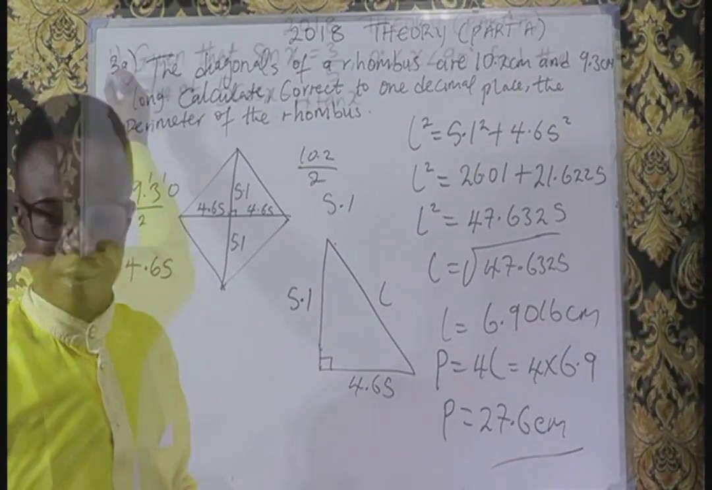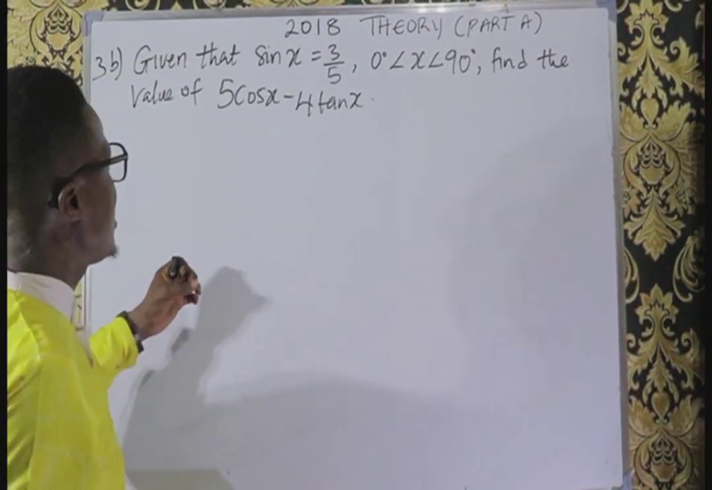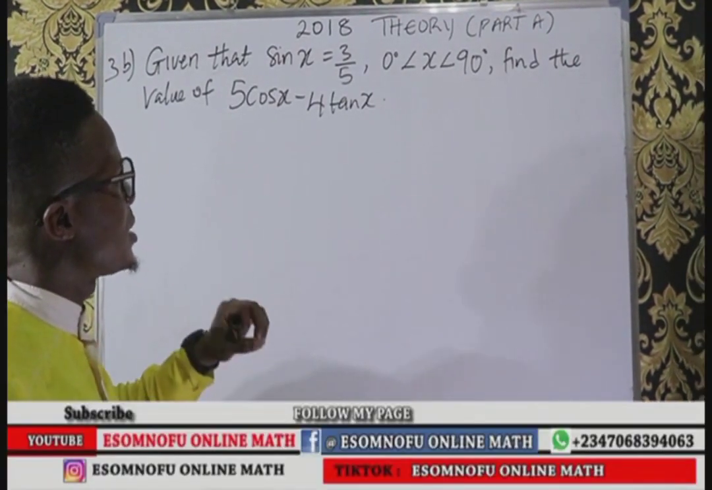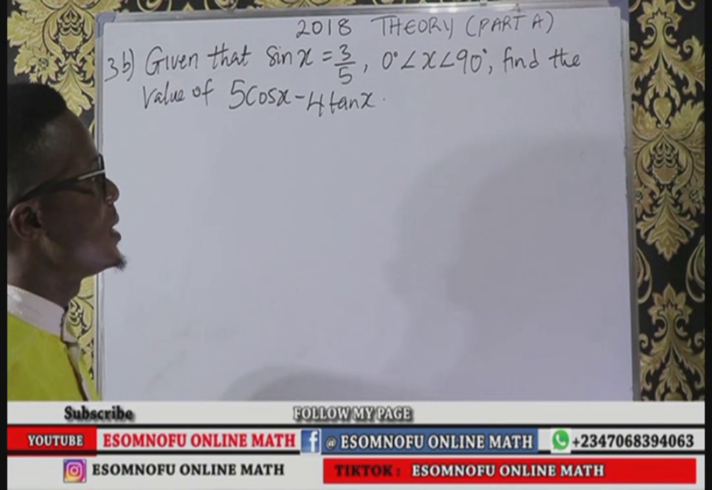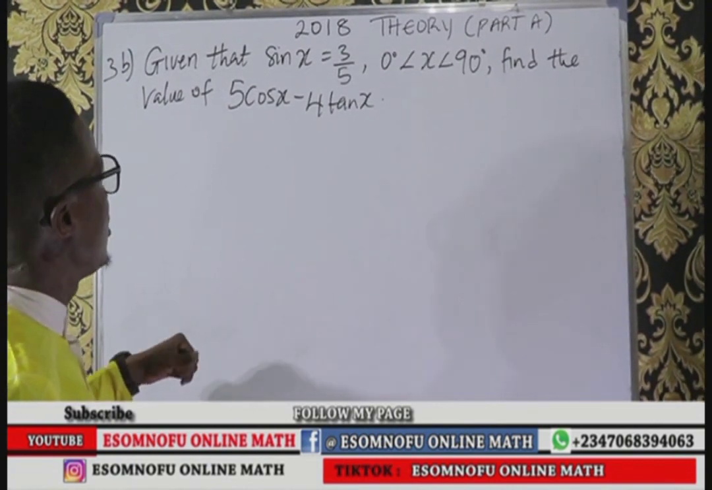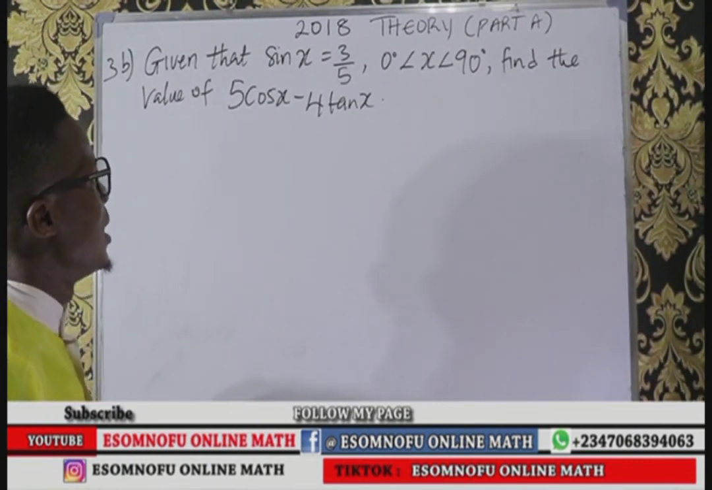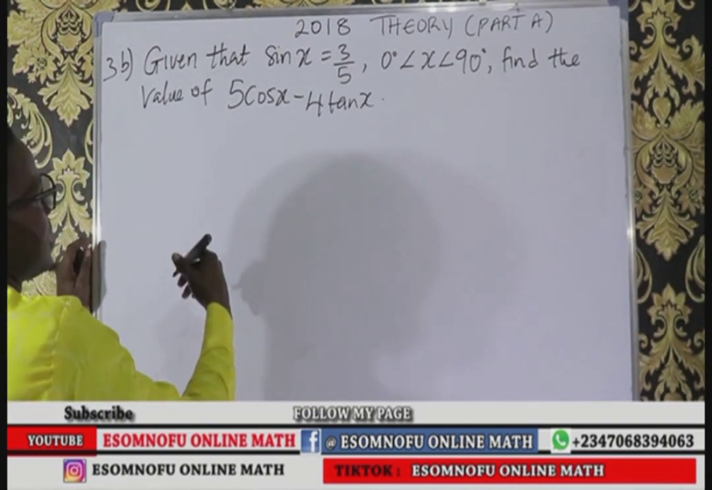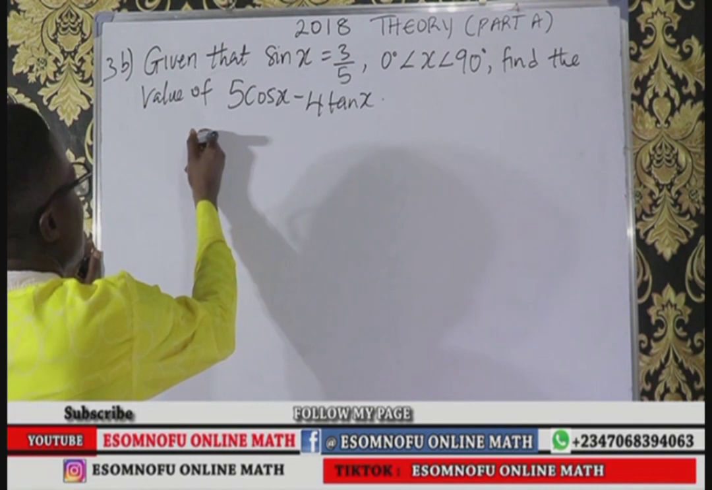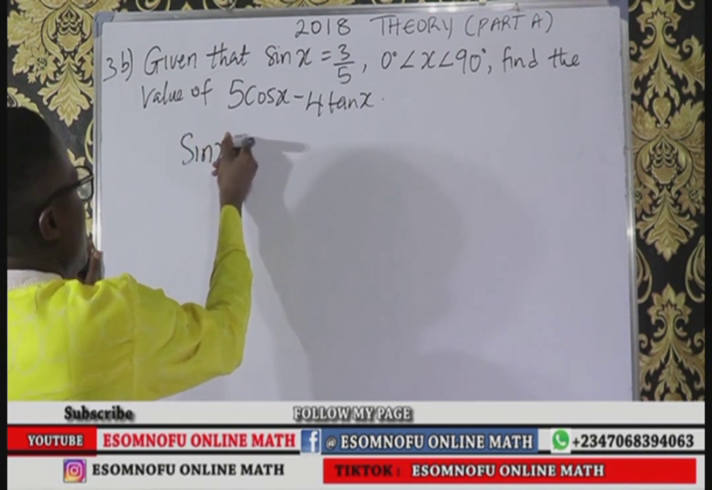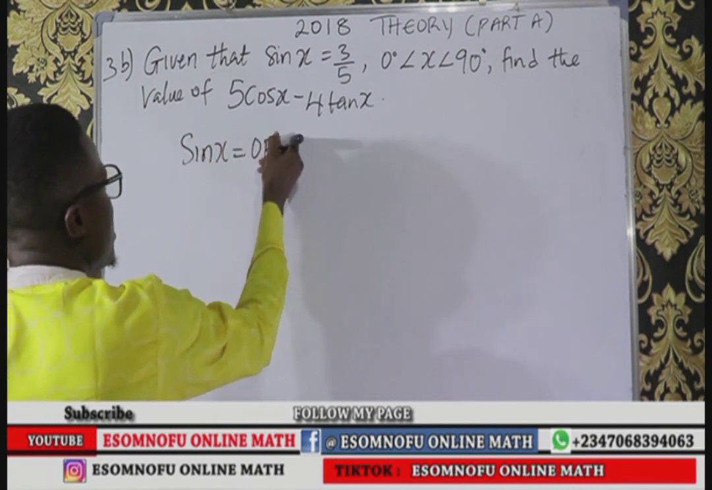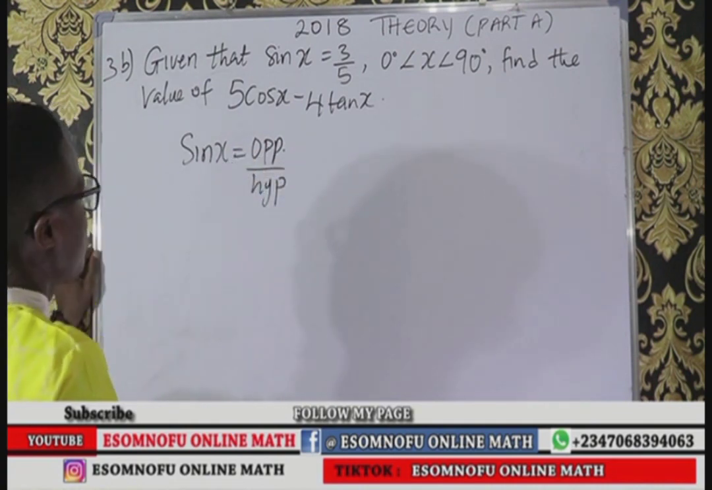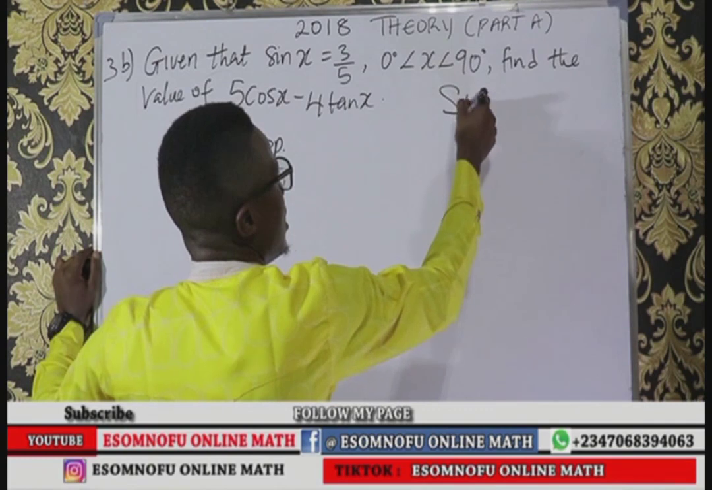So let's take another one. It says, given that sine x is equal to 3 over 5, and 0 degrees is less than x, x is less than 90 degrees. Find the value of 5 cos x minus 4 tan x. So to get that, you should know that sine x normally is opposite over hypotenuse from trigonometric ratio, SOH CAH TOA. You should know SOH CAH TOA.